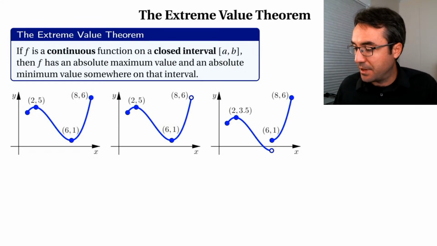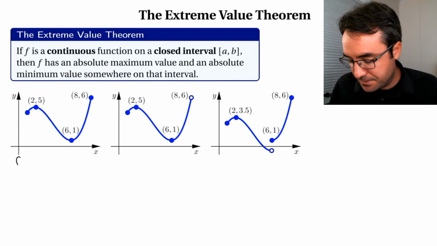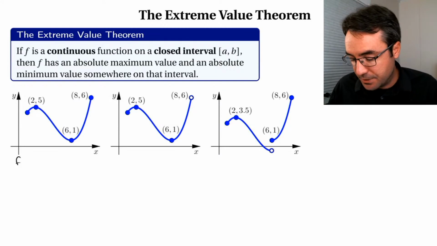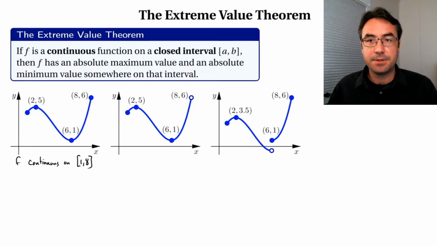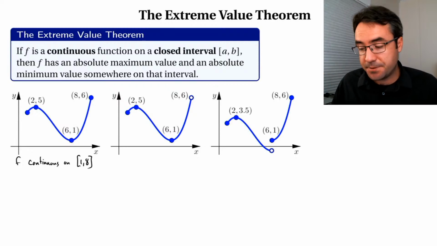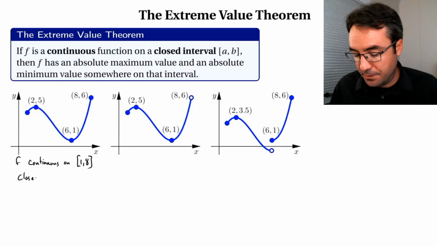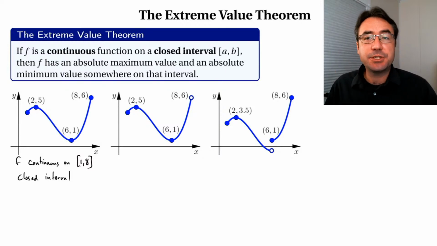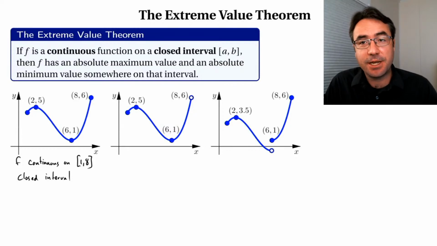So let's look at the graph on the left there. This curve that's sketched is continuous. There's no jumps or holes or breaks. So it's continuous on the closed interval from 1 to 8. We notice that this function is continuous, and we're talking about a closed interval from 1 to 8. Just those two conditions, f is continuous and we're on a closed interval, are enough to guarantee that this function has to have an absolute max and an absolute min.